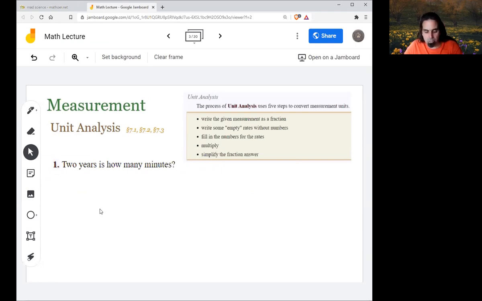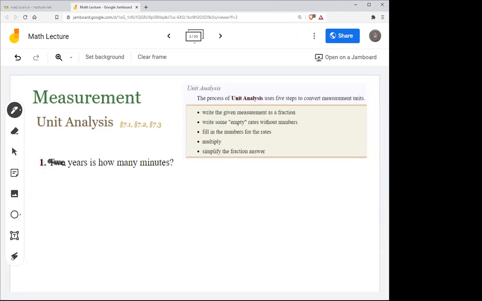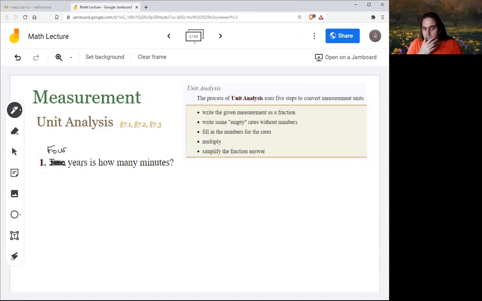Instead of 2 years, let's change this. How many years should we do with this problem? 4. 4, okay. So 4 years is how many, and instead of minutes, let's make it hours.